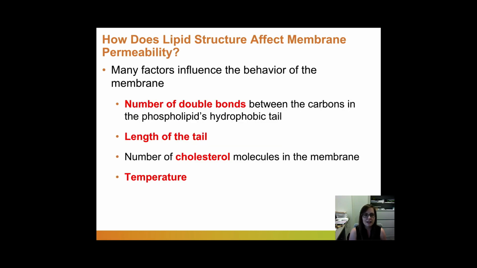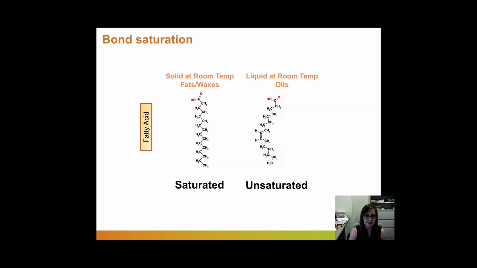The things that affect membrane permeability are the number of double bonds in the hydrocarbon tails, the length of the lipid tails, the number of cholesterol molecules in a membrane, and temperature. Remember, cholesterol is just in animal cells, but other steroids exist too. We're going to talk about each of these variables in a little more detail.